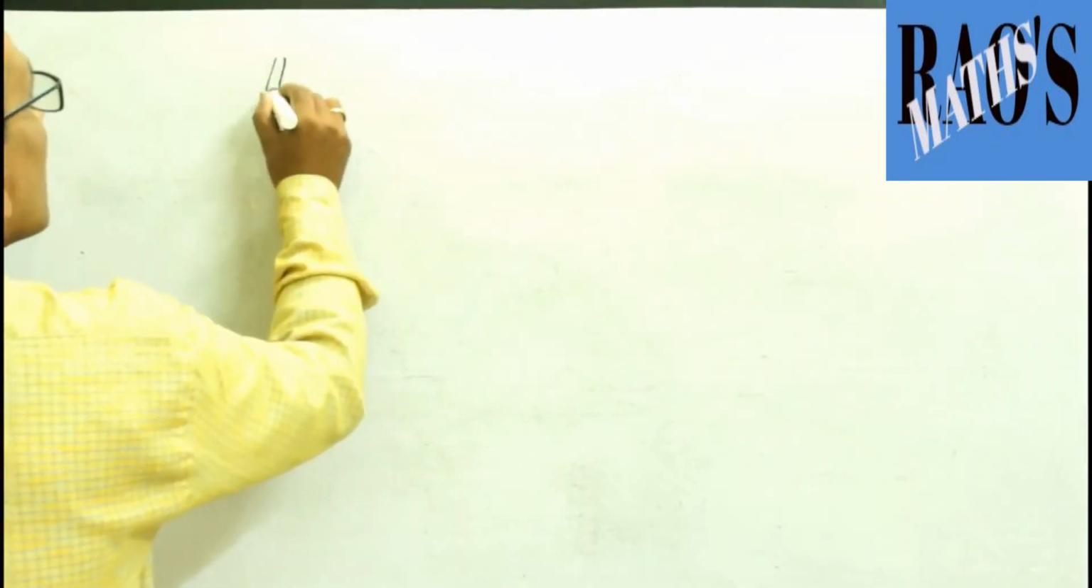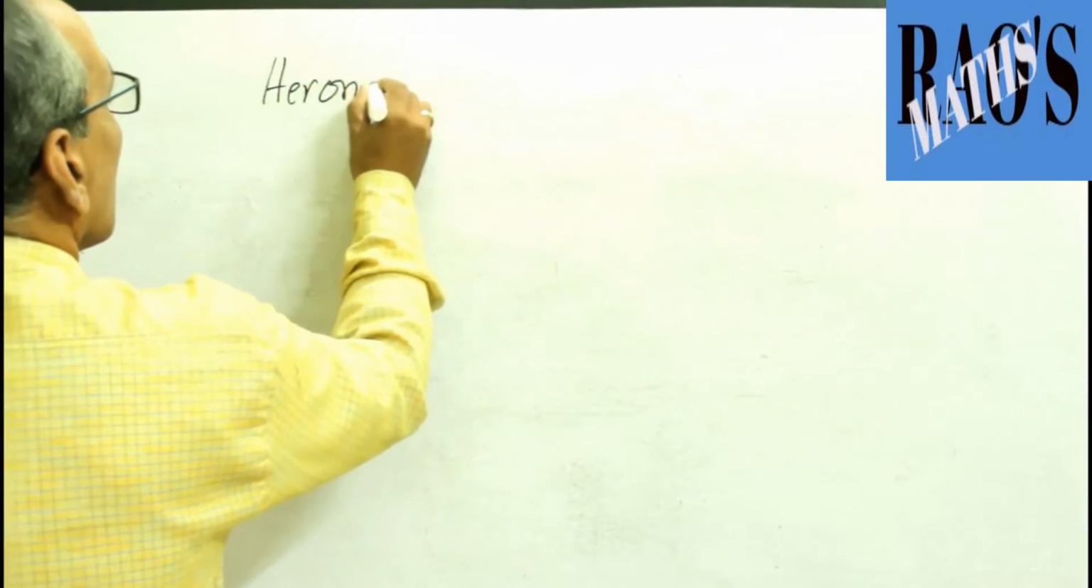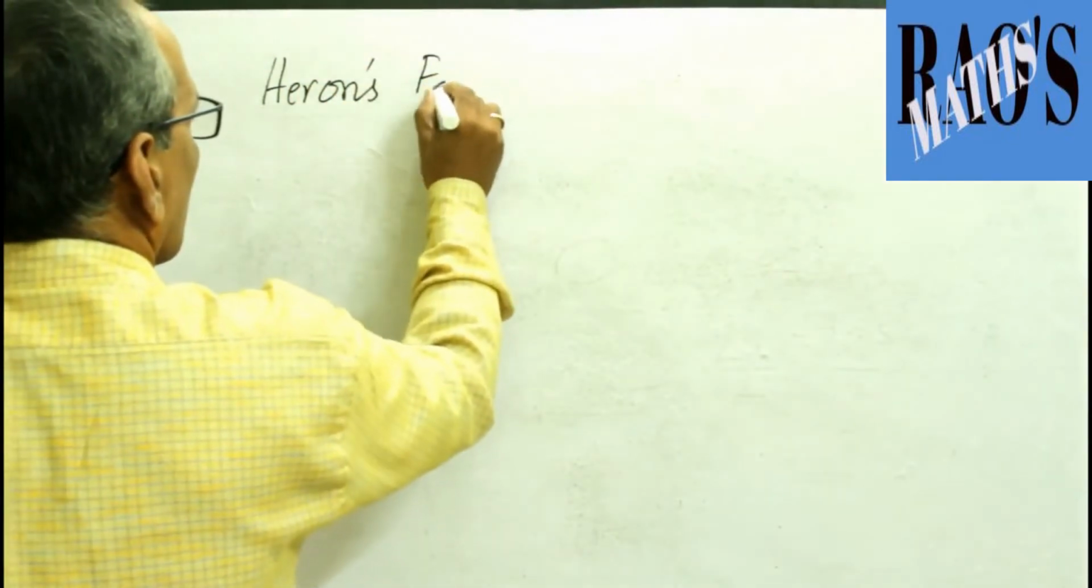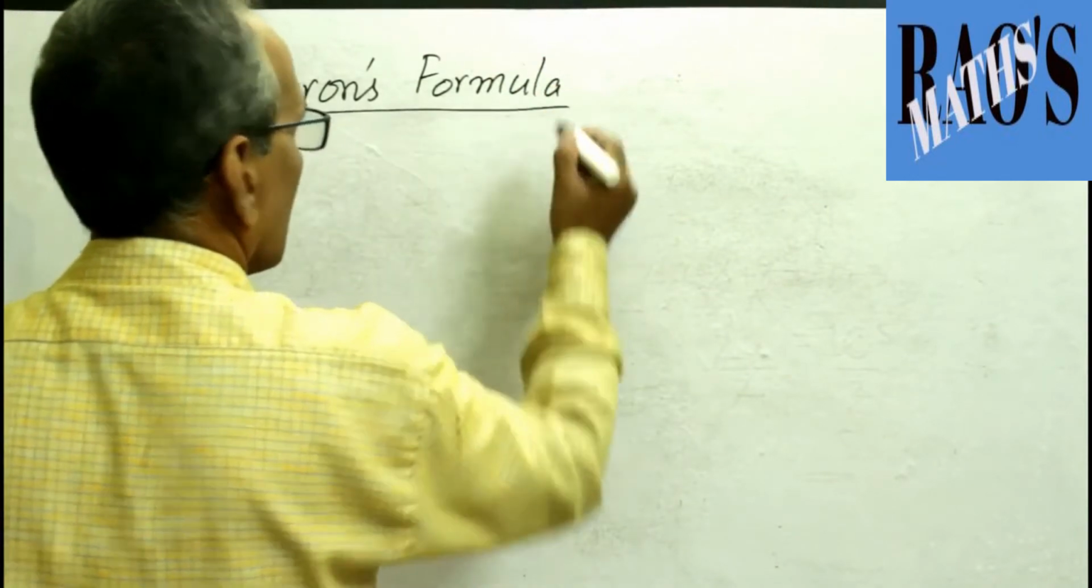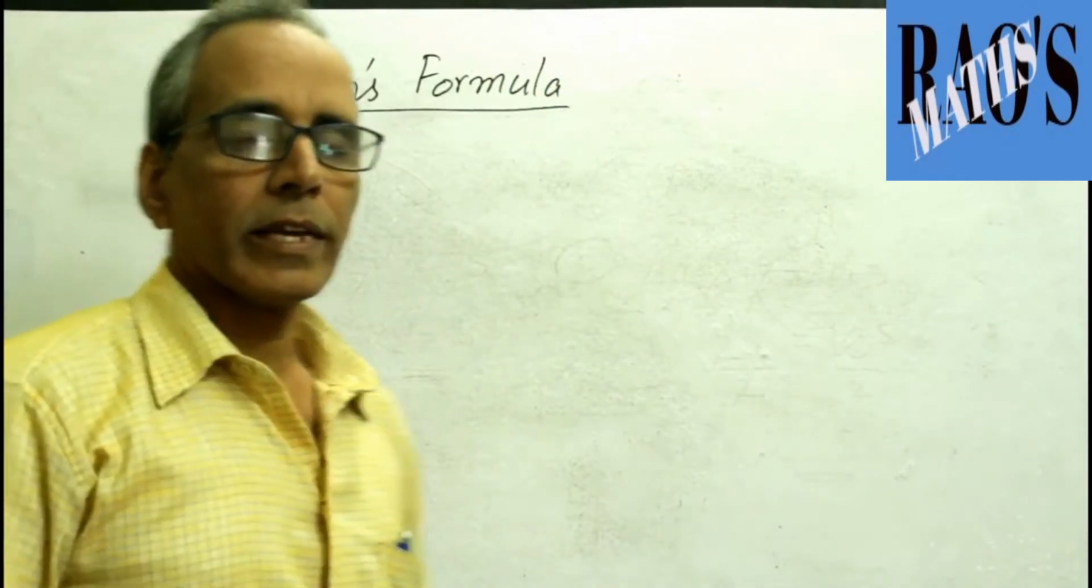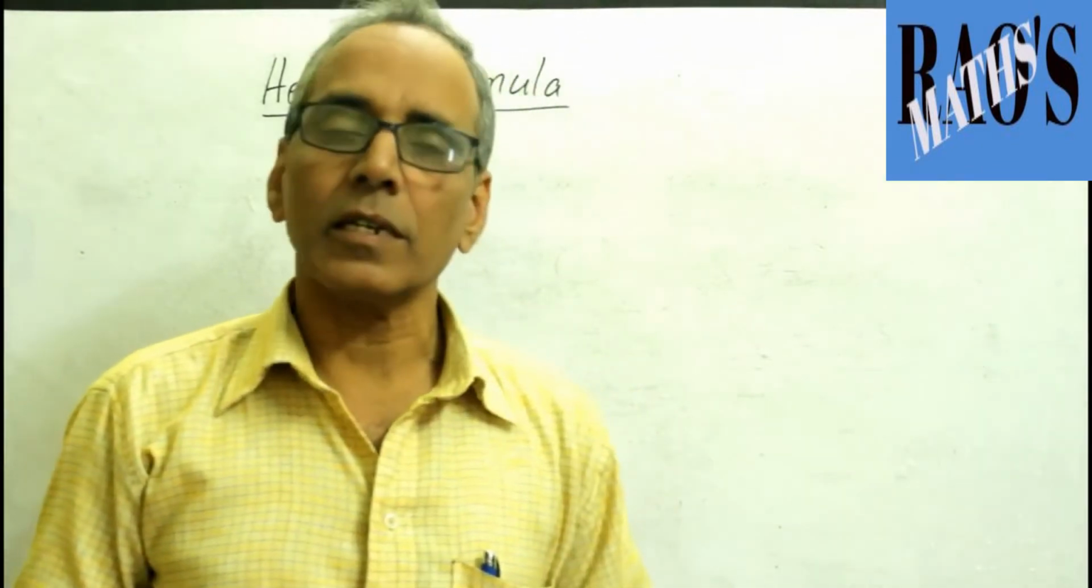Today we take a class for class 9th, Heron's formula. Heron's formula. This is the formula used to find the area of any scalene triangle.